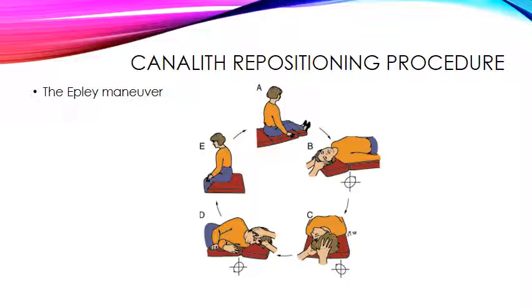The head is rotated through 90 degrees of motion, ending in 45 degrees of neck rotation towards the uninvolved side. This step is followed by rolling onto the uninvolved side while maintaining the position of the head in relation to the trunk, and finally sitting up from lying on the uninvolved side. Each position is maintained for a minimum of 45 seconds, or as long as the nystagmus lasts, plus an additional 20 seconds. The procedure is repeated a minimum of 3 times.